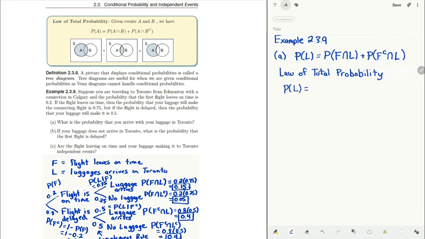So using what we've learned from our tree diagram, the probability that the flight is on time and our luggage arrives is 0.15, and the probability that the flight is delayed and our luggage still arrives is 0.4. And so this gives us 0.55 as the probability.